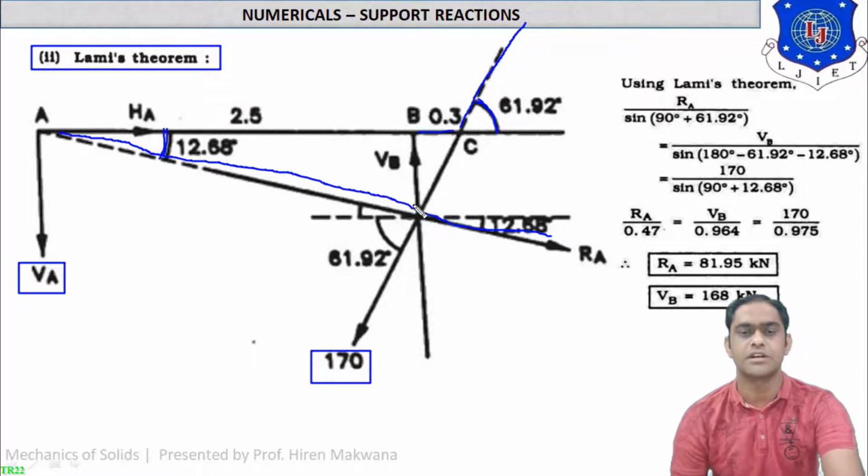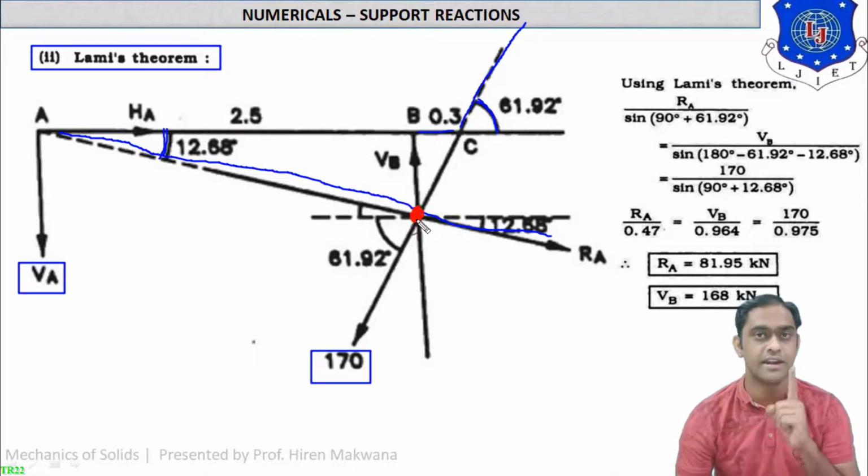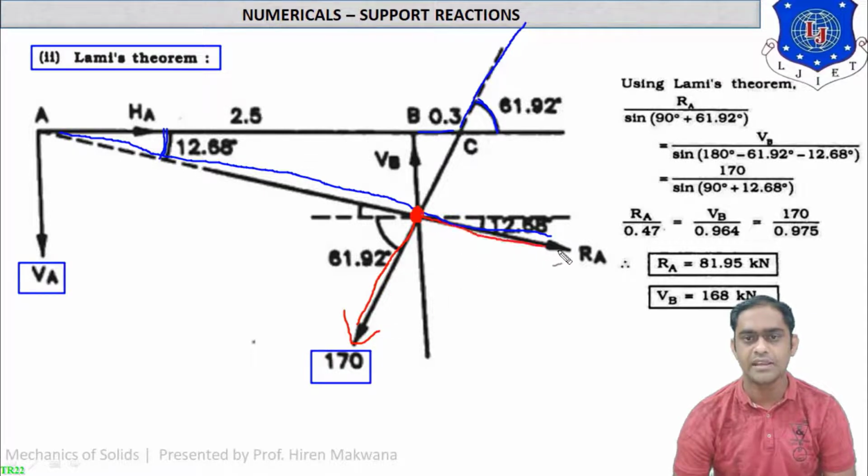So you just concentrate that at this point. You can see at this point all the forces are concentrated or concurrent, because it is the condition of Lami's theorem that three forces must be concurrent at some particular point. So at this point you can see 170 is going down like this, RA is going down like this, and VB is going in the upward direction like this.